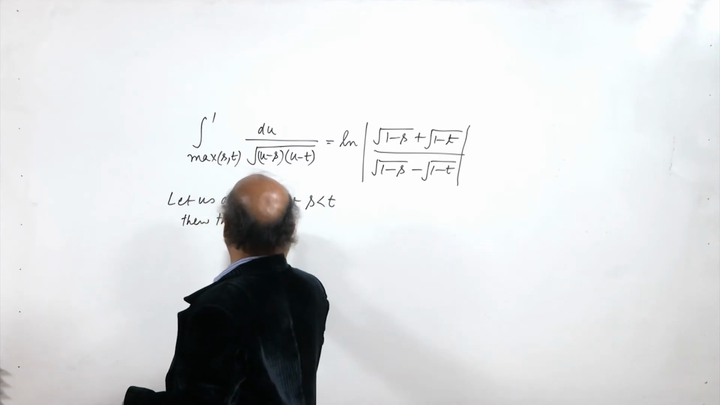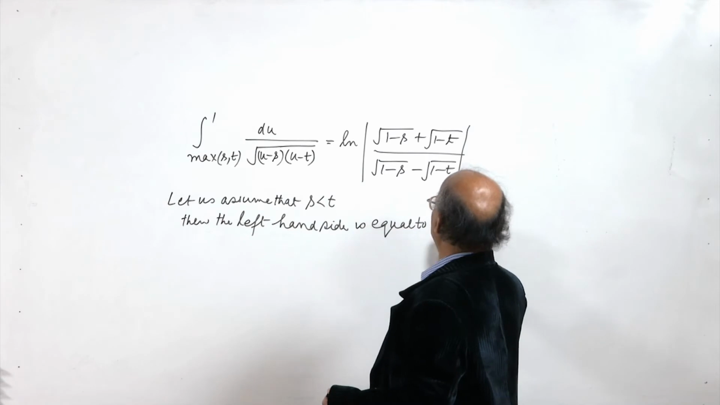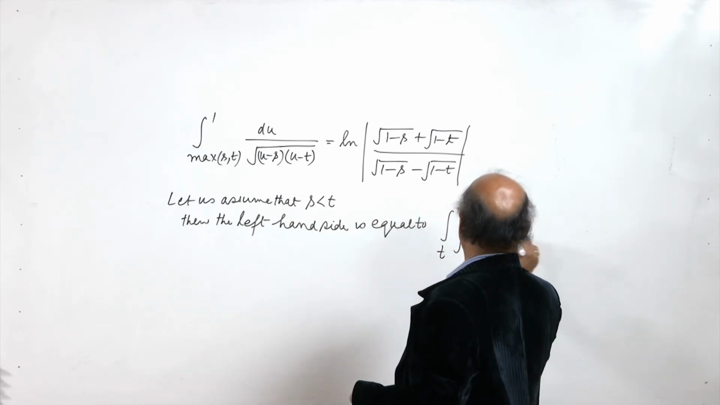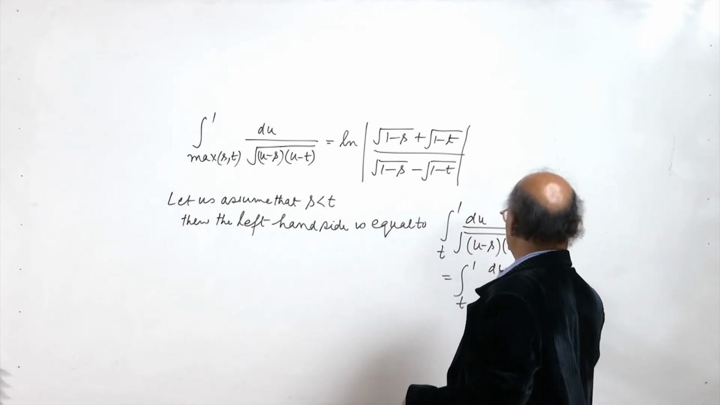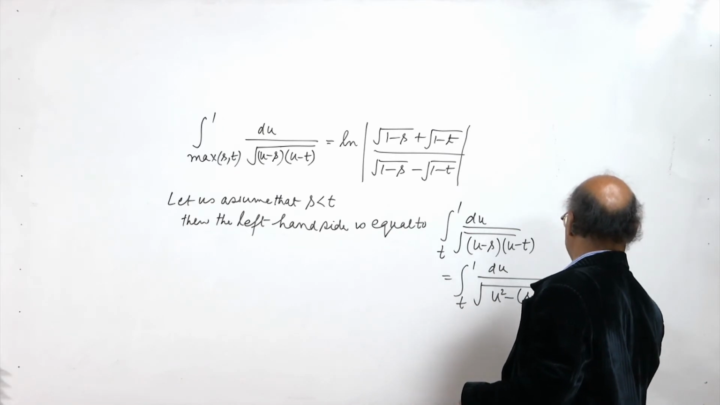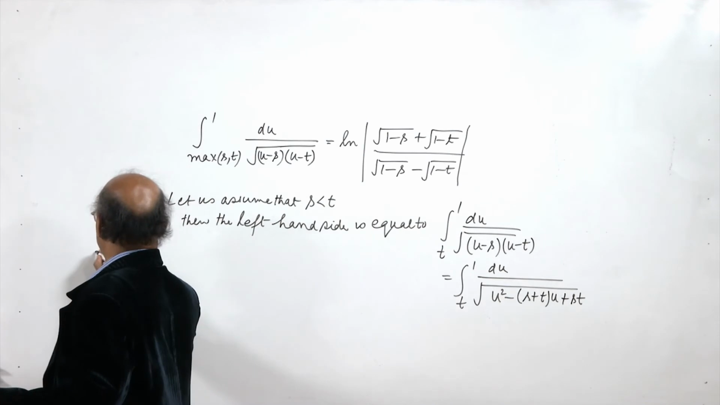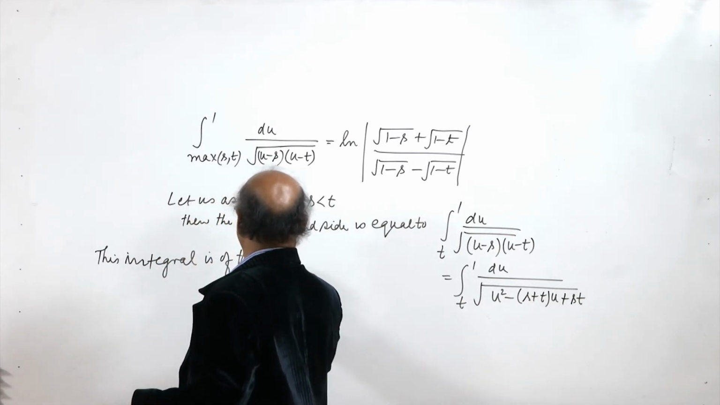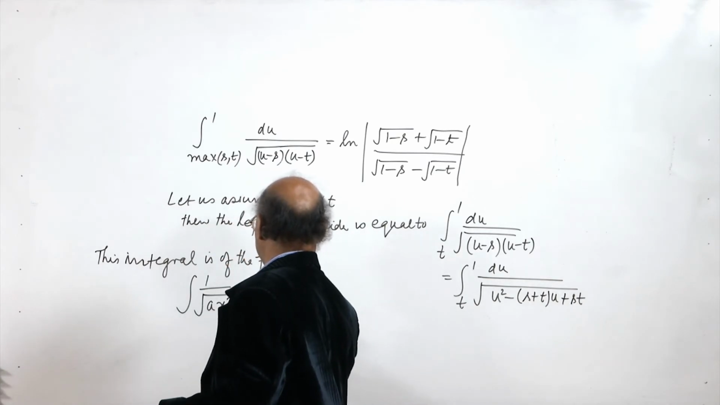is equal to the integral over t to 1 du over square root of (u minus s) into (u minus t), which we can also write as the integral from t to 1 du divided by square root of u square minus (s plus t) into u plus st. Now, this integral is of the form integral 1 over square root of ax square plus bx plus c.